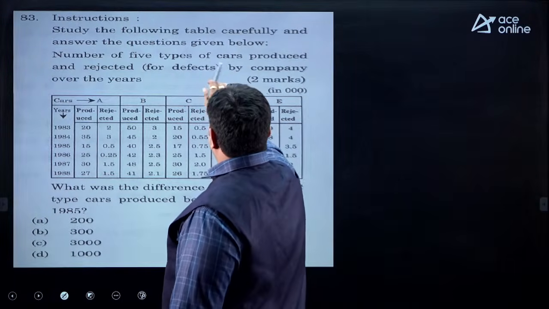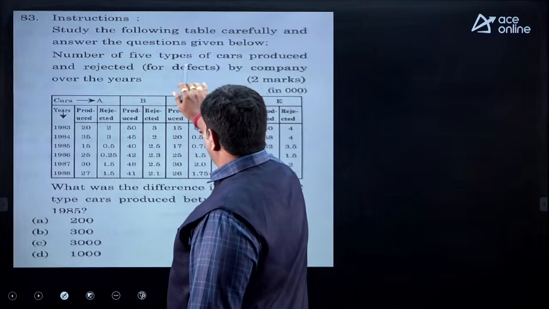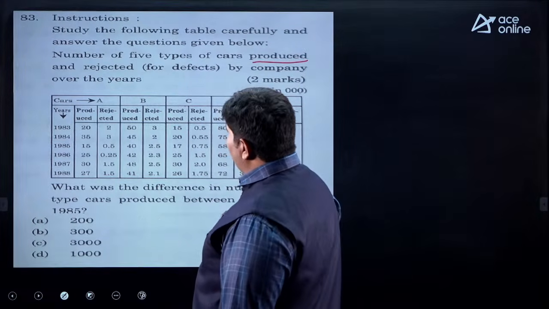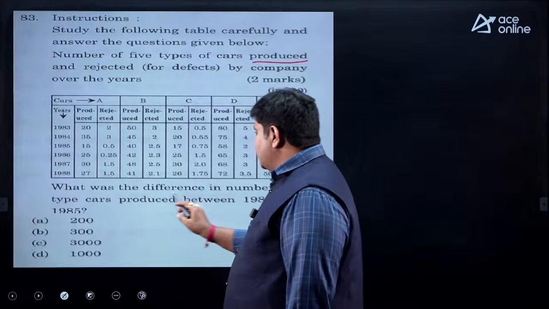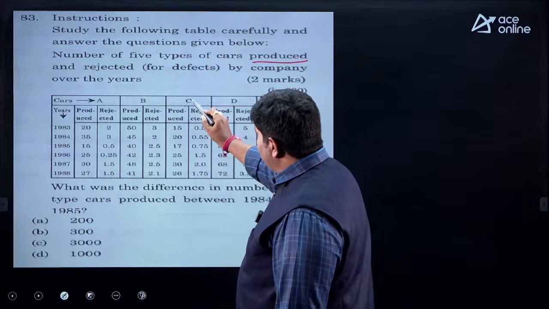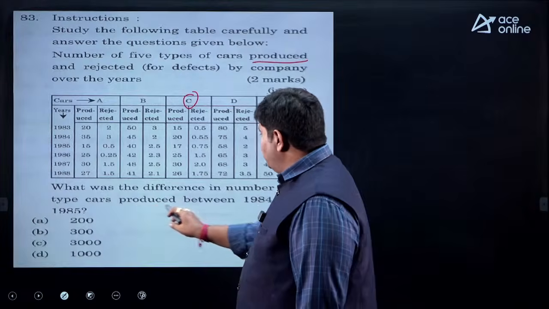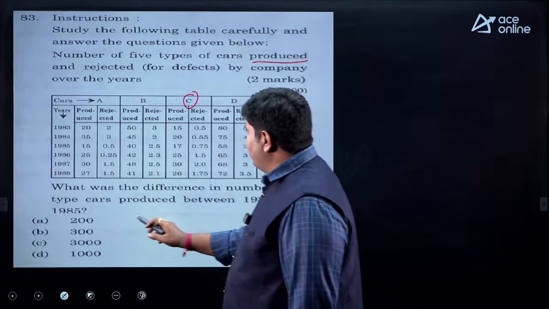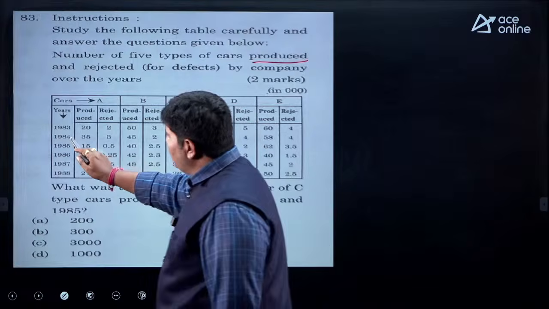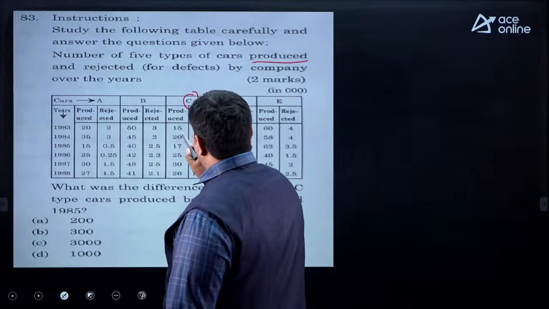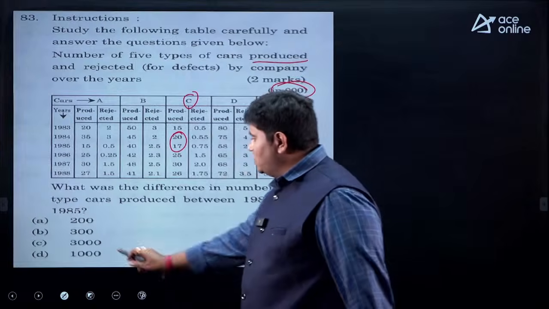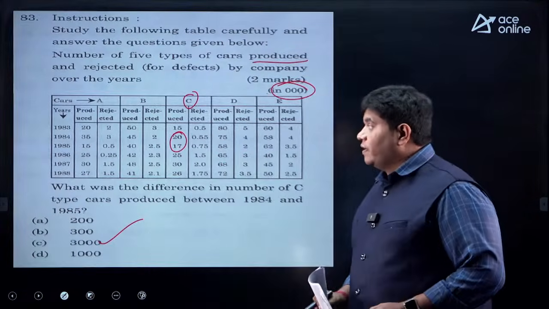Next, observe the question here. The number of C-type cards produced and rejected for defects over the years. What is the question? What was the difference in the number of C-type cards produced between 1984 and 1985? 84 and 85, difference: 20 and 17. Their gap is 3. It is given in terms of thousands, so the answer is 3000. C is the right answer.